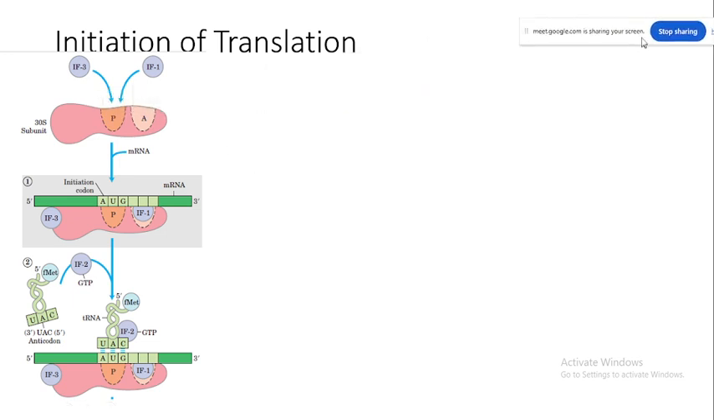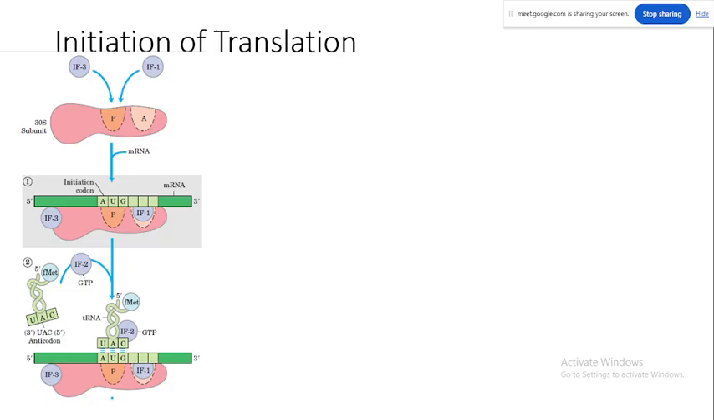We will see the initiation of translation in bacteria. Here, first the two subunits of the ribosome, 30S and 50S, will be separated. First, initiation factors 1 and 3 will come, and they will bind to the 30S ribosomal subunit.